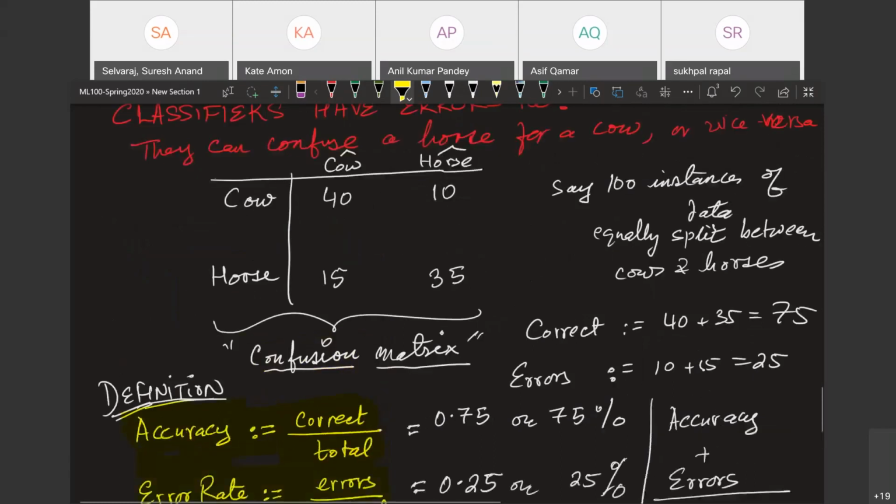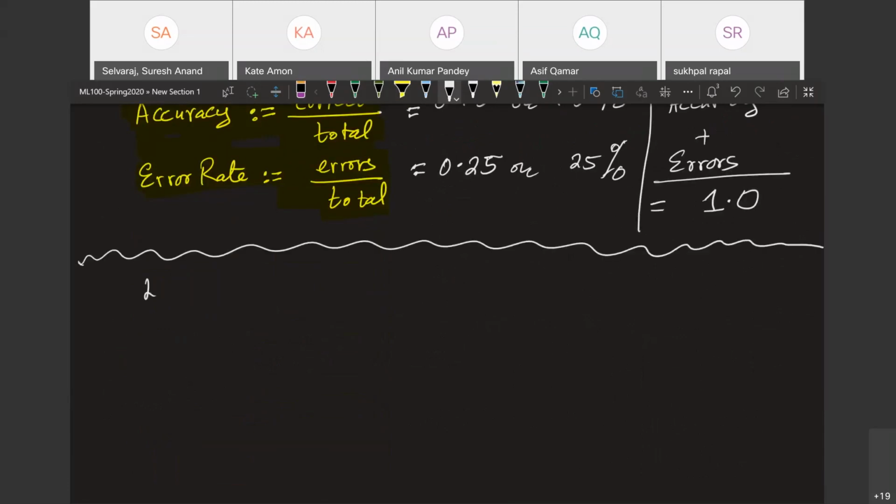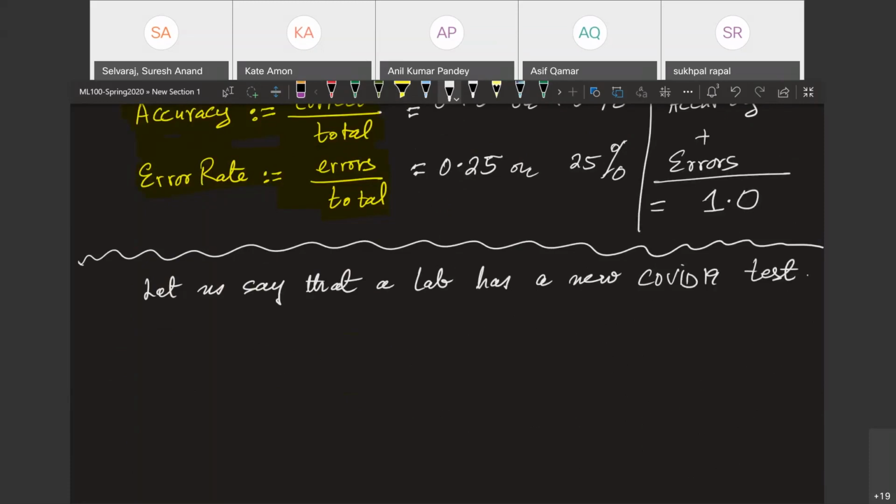So when you say true positive or true negative, I will illustrate it with a different example where the meaning becomes much more obvious. So let us say that today we are all worried about COVID-19, and a lab has a new COVID-19 test. No test is ever perfect.